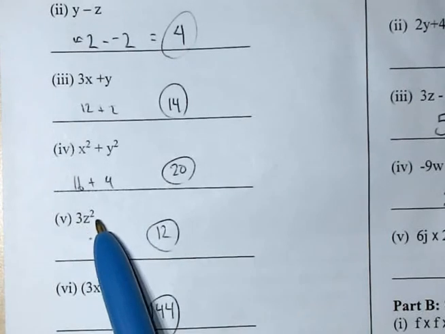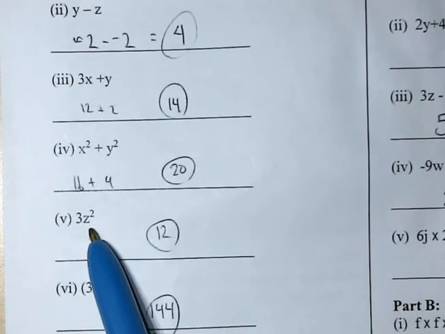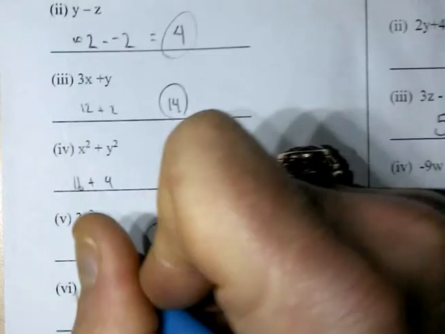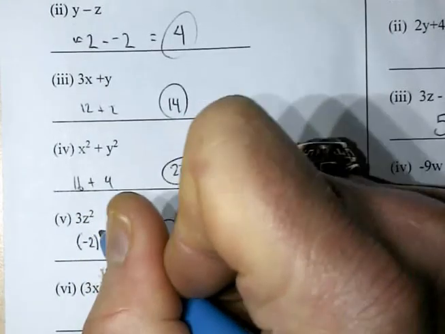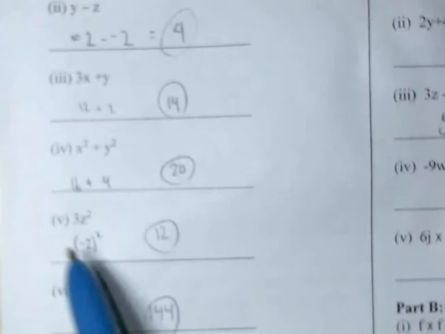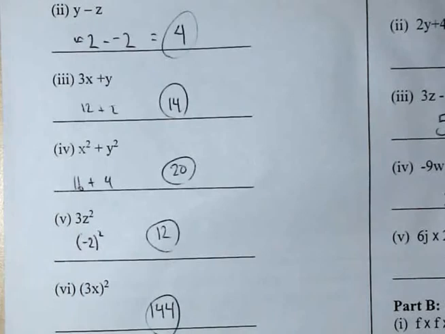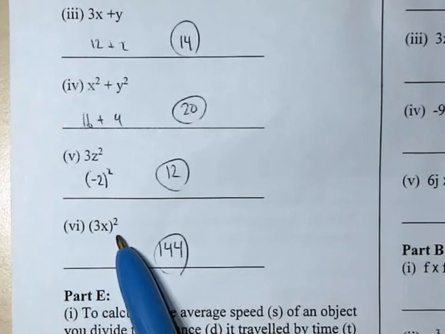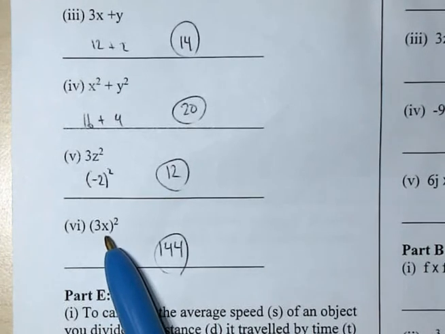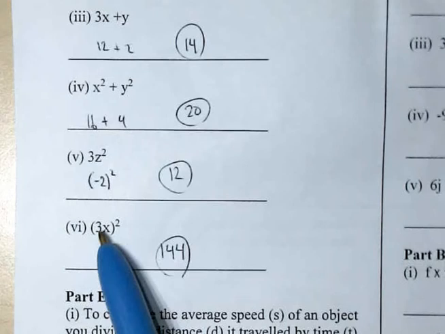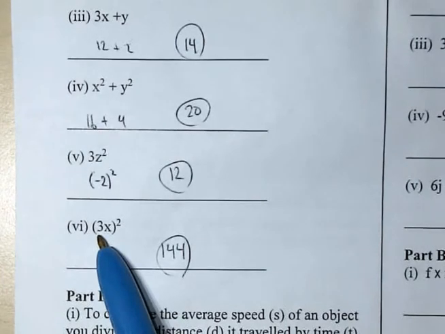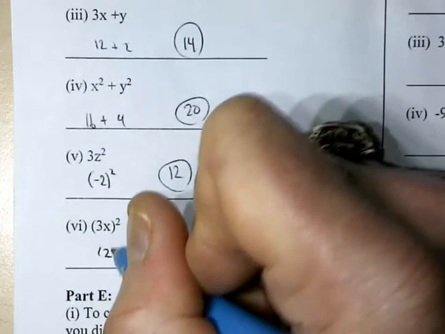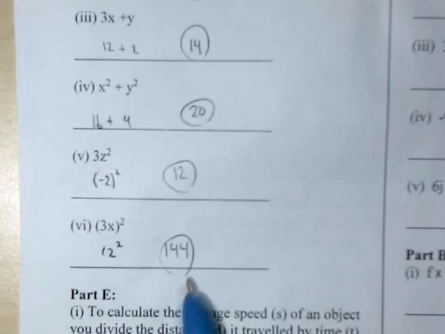3z squared. First thing I'm going to do is square my z. And negative 2 squared is 4. And 4 times 3 is 12. And lastly, the quantity 3x squared. Since I've got brackets, first I'll take my x, which is 4, times it by 3. 3 times 4 is 12 squared. And 12 squared is 144. Good, Henry? Yes. All right.